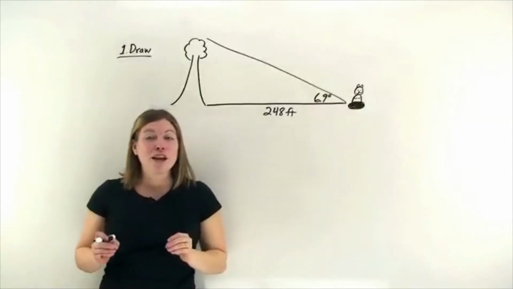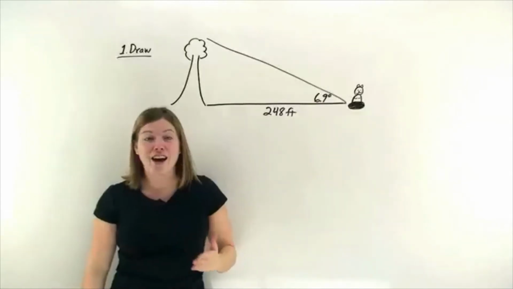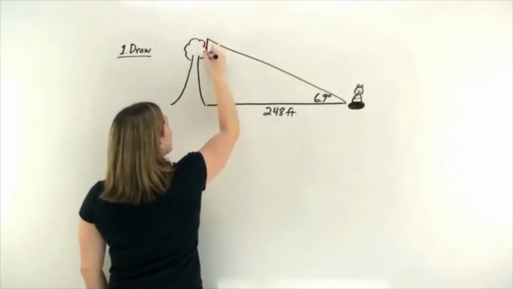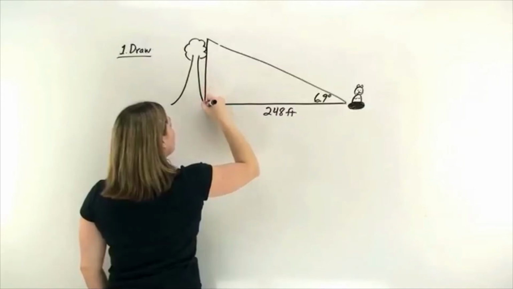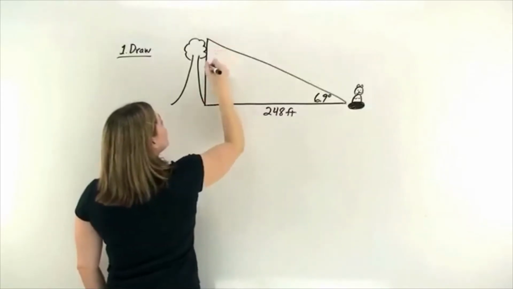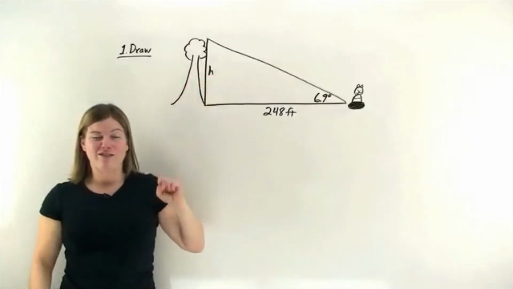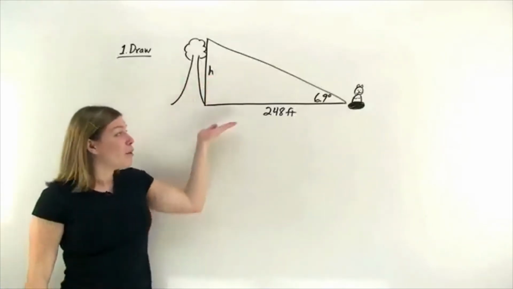Now, from this information, we're trying to figure out the height of the tree. That would be this height right here, going from the top of the tree straight down to the base. So, let's say that that measures h. That is what we're trying to find. Now, how do we do that? Well, look at what we've made.